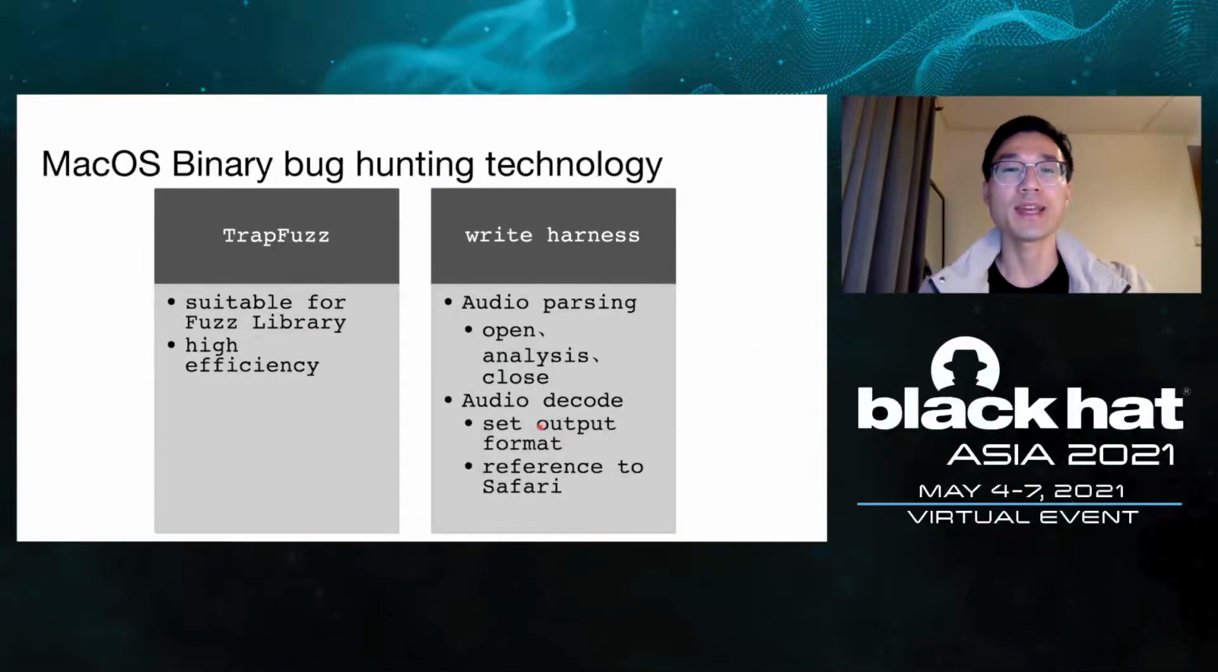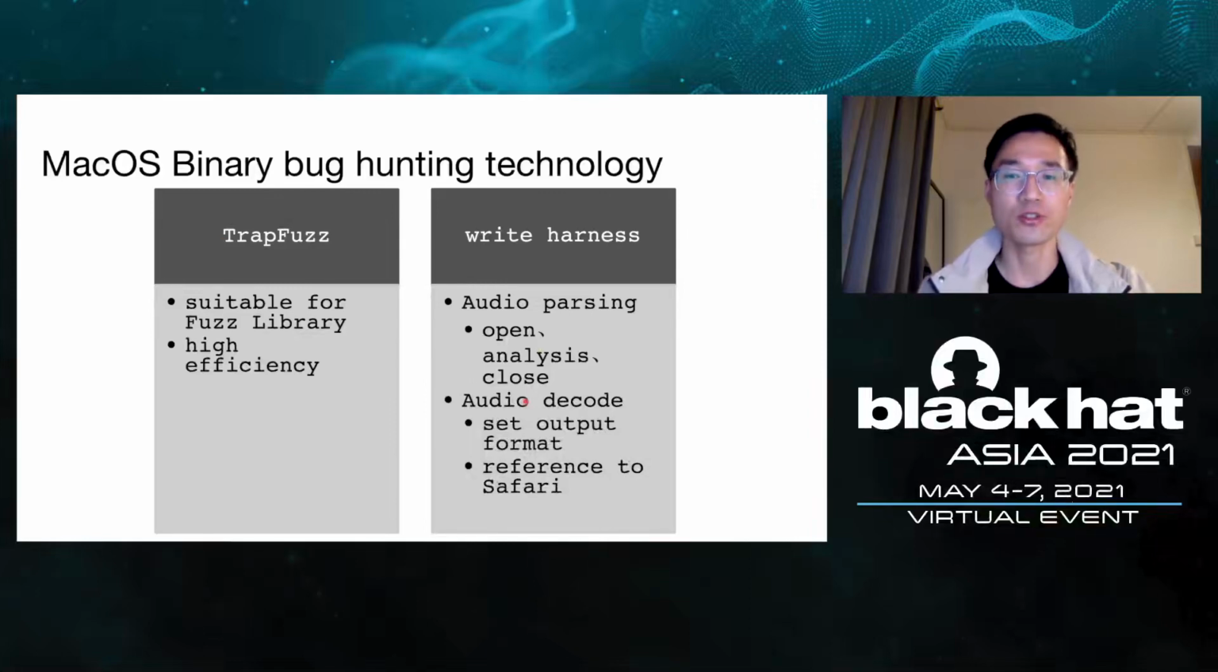Then, let me briefly introduce the binary bug hunting technology I used on macOS. This year, Project Zero disclosed how they exploited vulnerabilities in MIG. They wrote an instrumentation tool called TrapFuzz for it. This tool is very suitable for library fuzzing, and the fuzzing efficiency is pretty high.